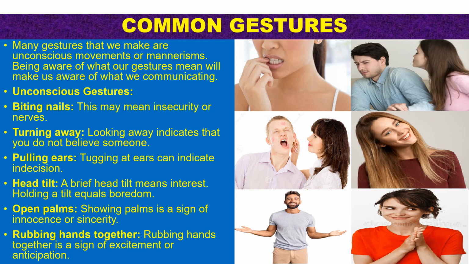Look at that. The girl is biting her nails, which means she is in insecurity or nervous about something. Turning away: just look at that picture. One girl is going to kiss her boyfriend, but he turns away because he does not like her kiss. Turning away. That's pulling ears. Tugging her ears can indicate indecision. She is doing something inappropriate, so she is pulling her ears.